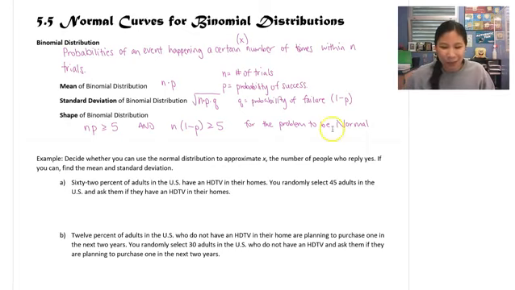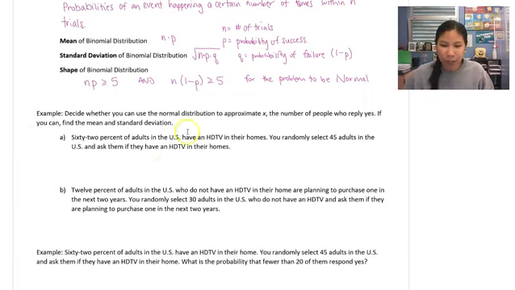All right, so let's say, for example, we want to see whether we can use the normal distribution to approximate x, the number of people who reply yes. If you can, find the mean and standard deviation. So in this first example, we have 62% of adults in the U.S. have HD TV in their homes. I think this is a lot more common nowadays, but you randomly select 45 adults in the U.S. and ask them if they have an HD TV in their homes.